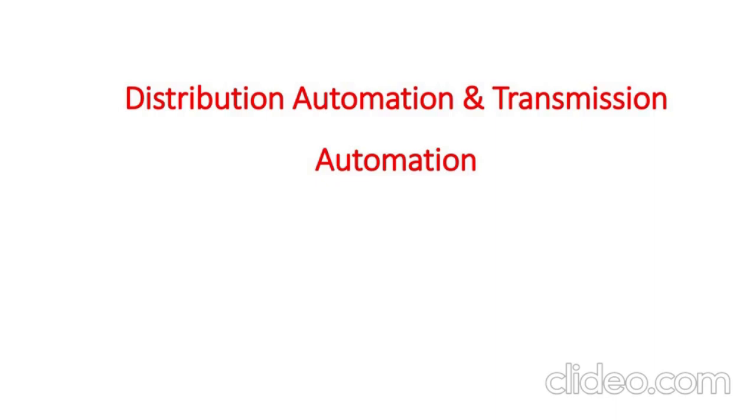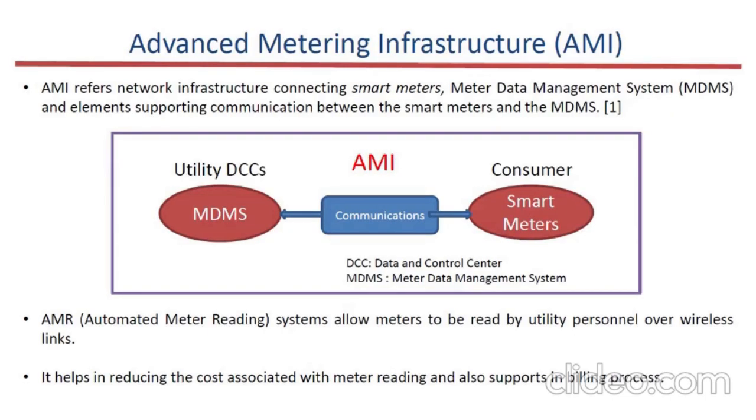For this, we are going to use two solutions, that is DA and TA, distribution automation and transmission automation. Here we have studied advanced metering infrastructure, AMI. It consists of the utility DCC. In between, AMI provides communications, and on the consumer side we have smart meters. DCC means data and control center, and MDMS is the meter data management system.